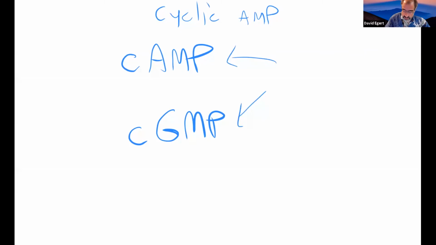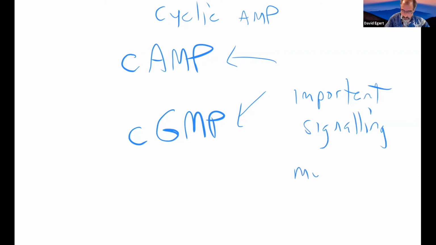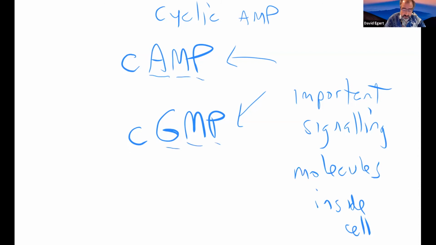So these are important signaling molecules inside the cell. Adenosine monophosphate or guanine monophosphate, right? Adenosine triphosphate with 3 Ps, adenosine diphosphate with 2 Ps, adenosine monophosphate with 1 phosphate. Cyclic AMP, because it's hooked up in this ring form.